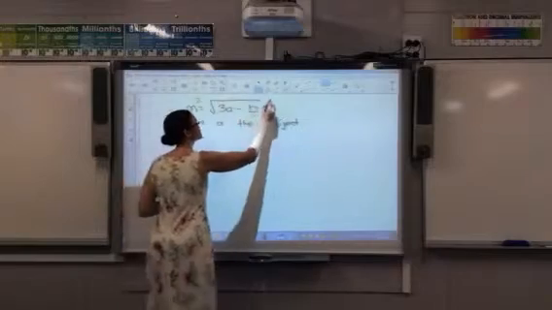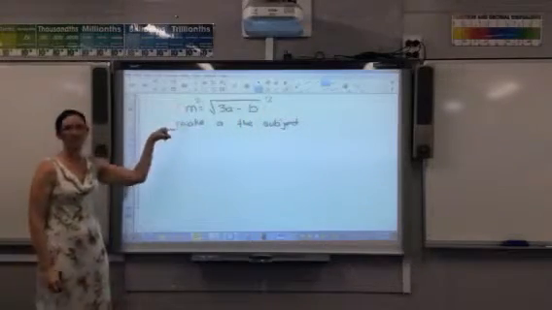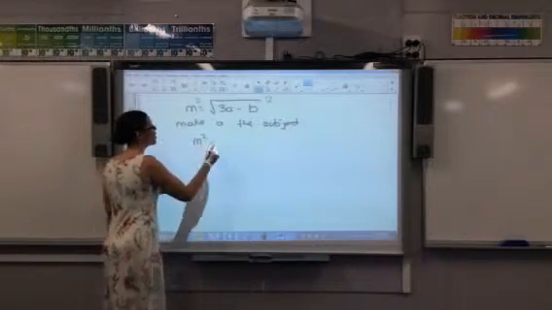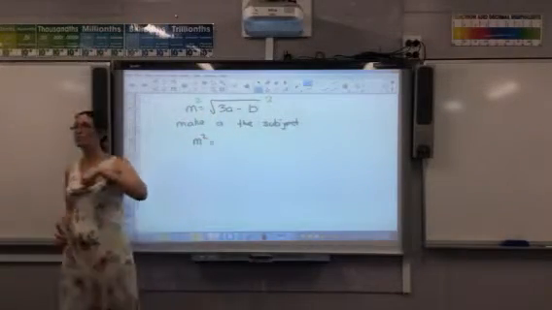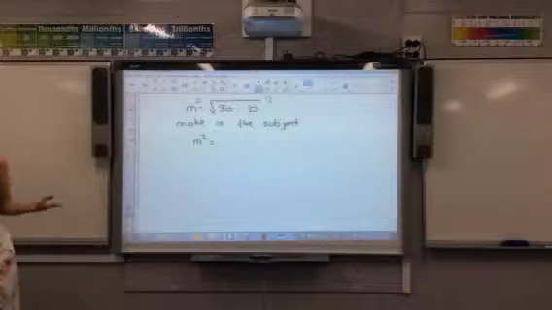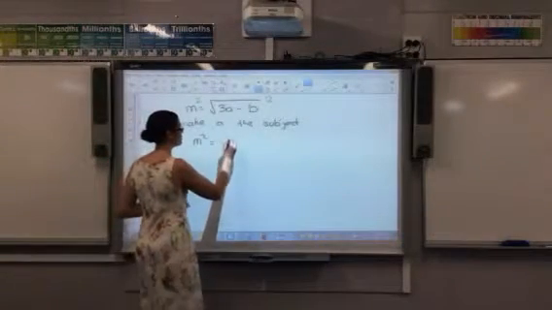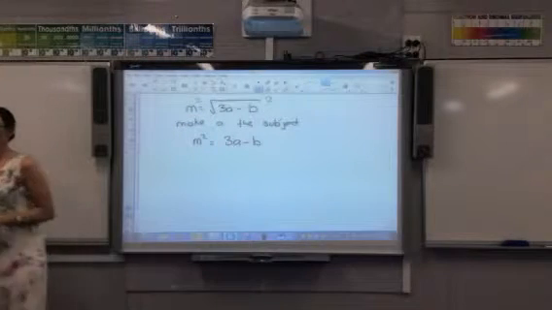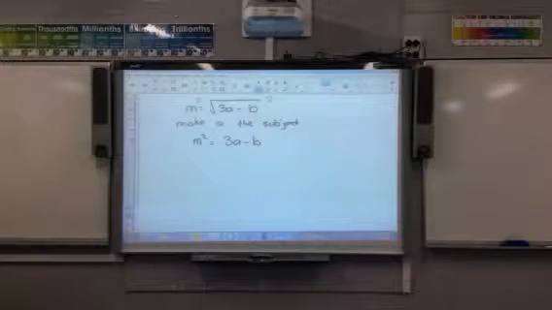Squared here, squared here. On this side, that just gives me m squared. On this side, the squared and the square root have cancelled each other out, and I'm just left with 3a minus b. Now what? I want the a on its own. What have I got to move next? Oliver, what do I move next?